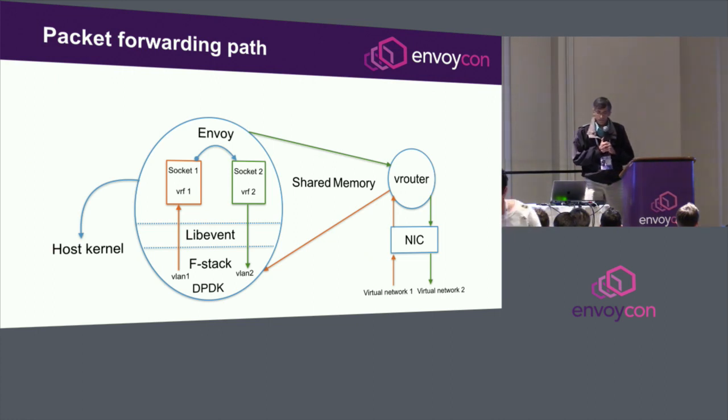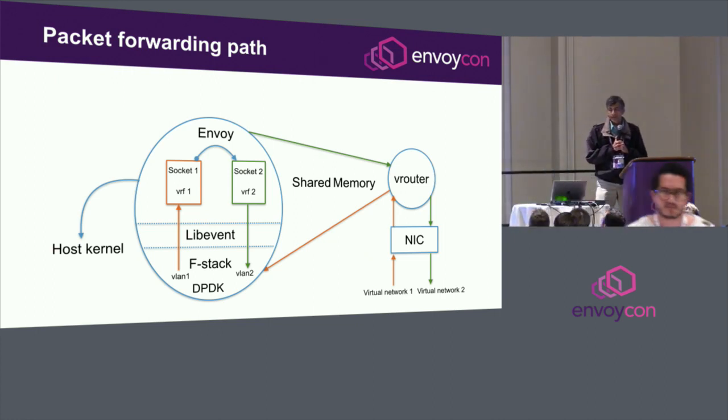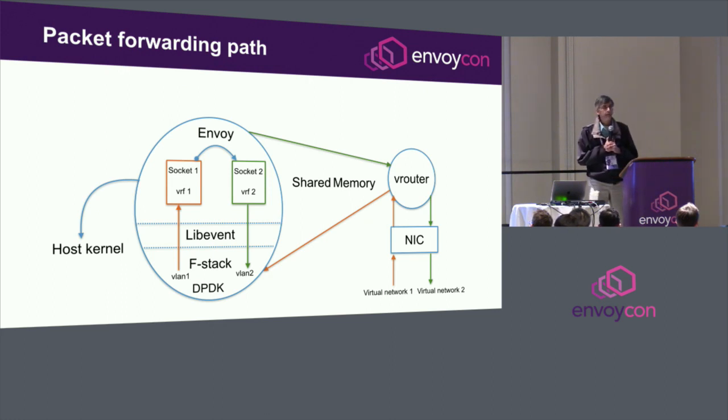So it pulls the packet up from DPDK and dumps it into the socket. We've added the ability to tie a socket to a particular VRF. So if you have multiple virtual networks, you can have socket 1 belonging to one virtual network and socket 2 belonging to a different virtual network.